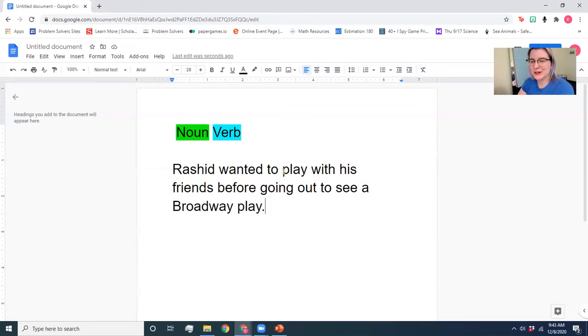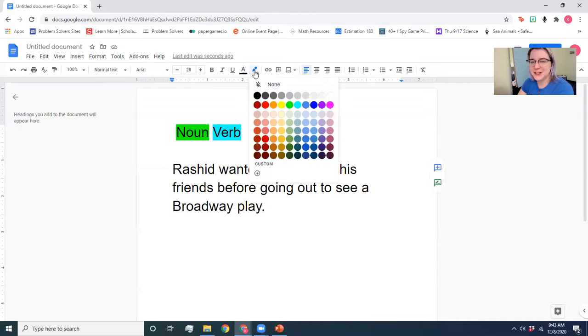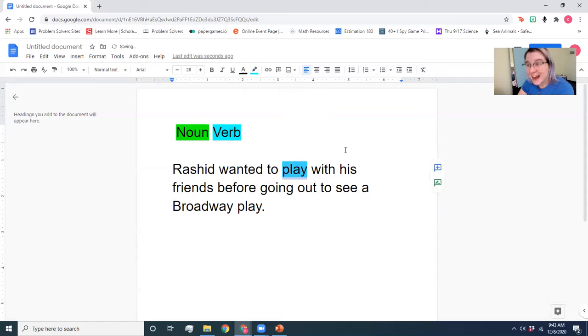Rashid wanted to do something. He wanted to do an action. Verbs are action words. He wanted to play with his friends before going out to see a Broadway play. That is another great example of a sentence that uses the same word as a noun and a verb. One more, because this is fun.